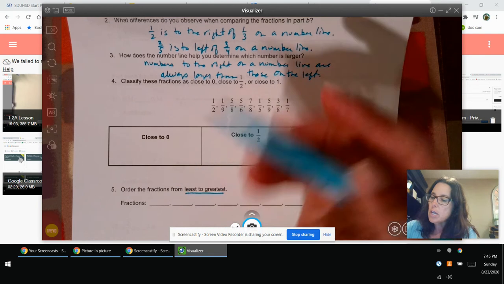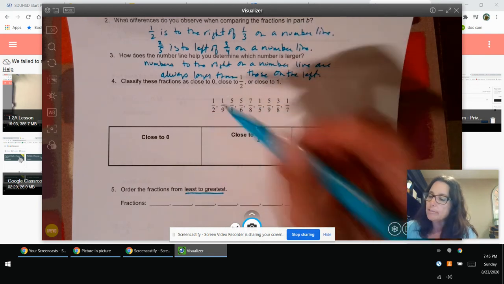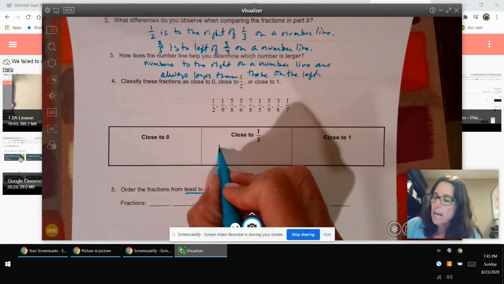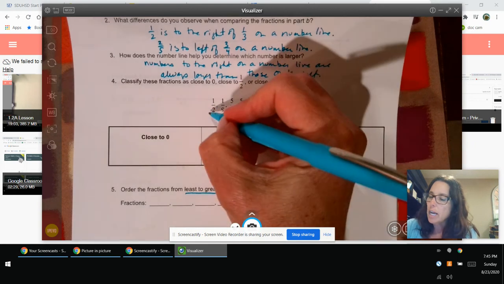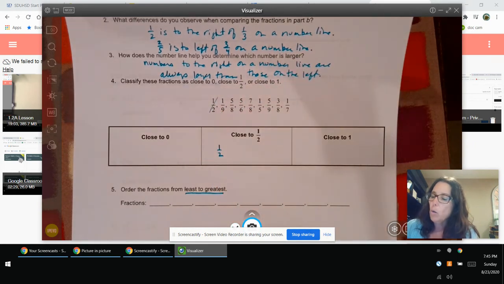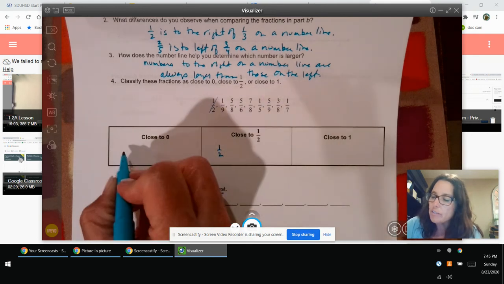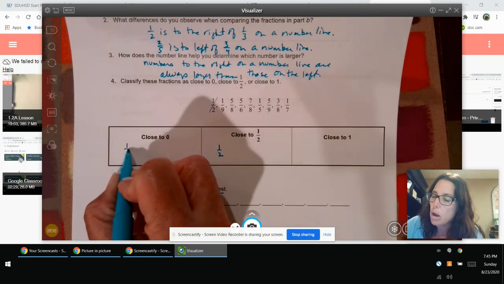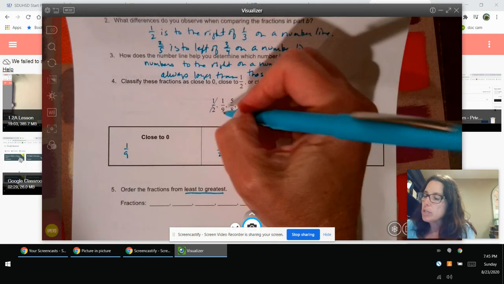Okay, so let's just take them as they come. So 1/2, well, it's close to 1/2. It is 1/2. I'm going to cross them off as I go. 1/9, that's teeny tiny. 1 part out of 9 whole. That's small. That's close to 0.